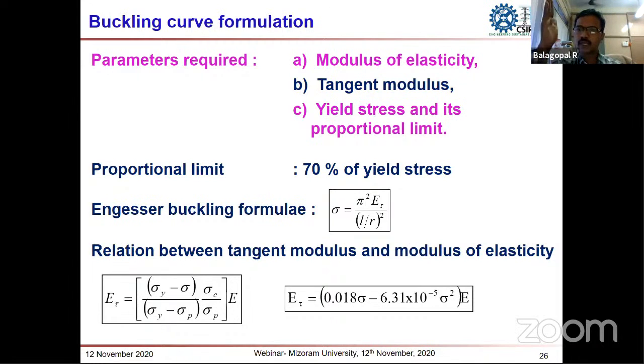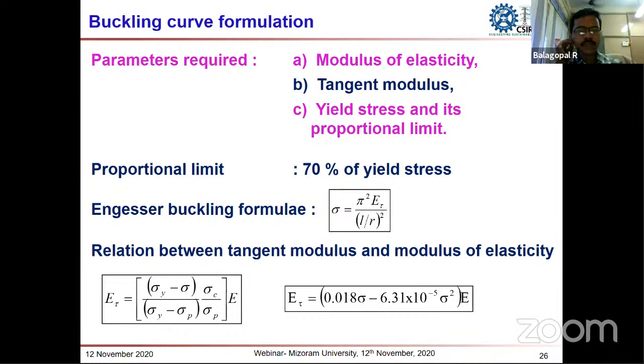From the stress strain curve, we have to define the proportional limit, and from the proportional limit, we have to compute this elastic tangent modulus. For different types of L by R, this elastic tangent modulus will vary. From that, we have to compute this elastic tangent modulus.